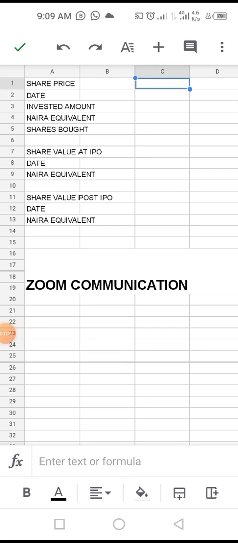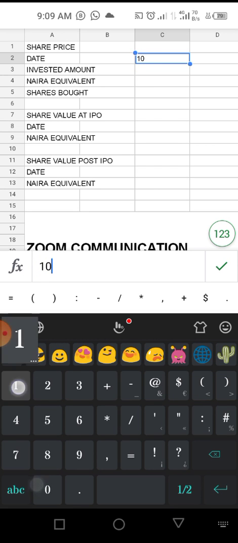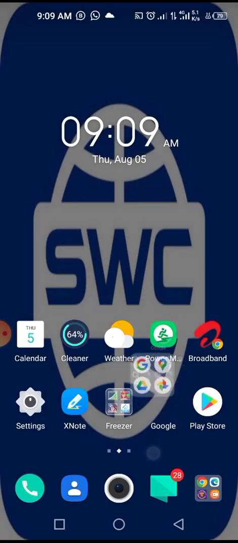Welcome to this segment where we will be reviewing the return on investment if you had invested in Zoom Communication as at 2015. So the date here is 2015. Now, I will be showing you the price of Zoom shares as at 2015.